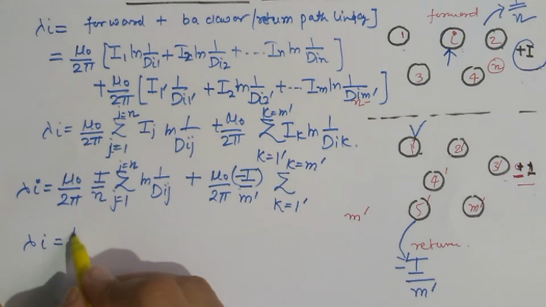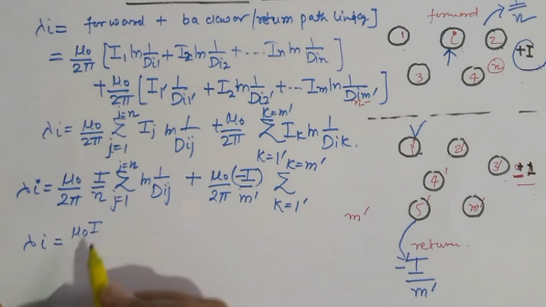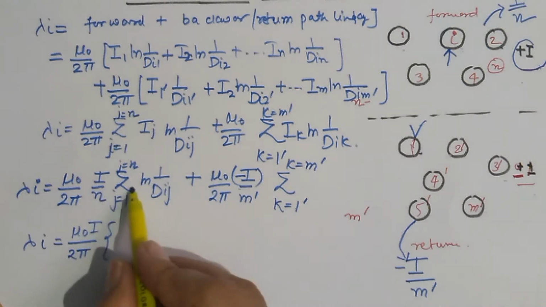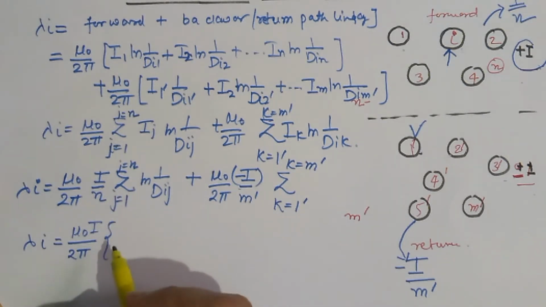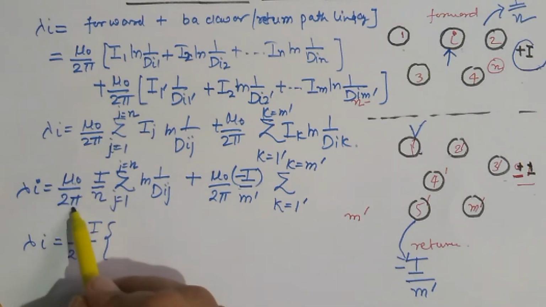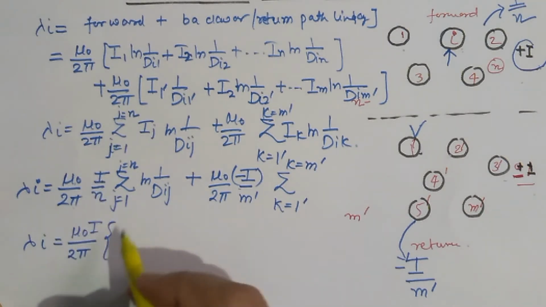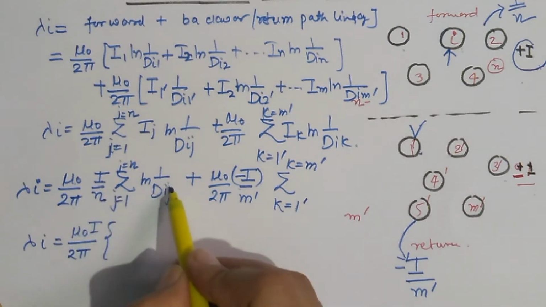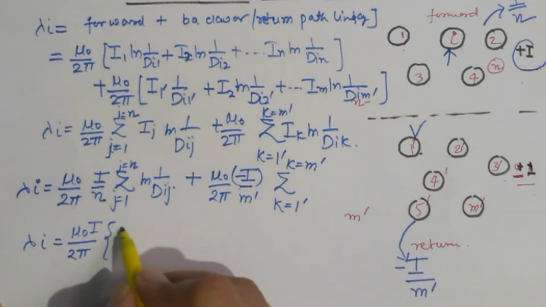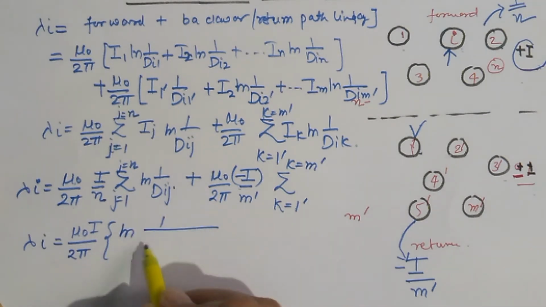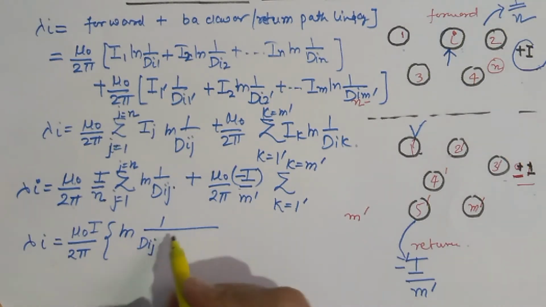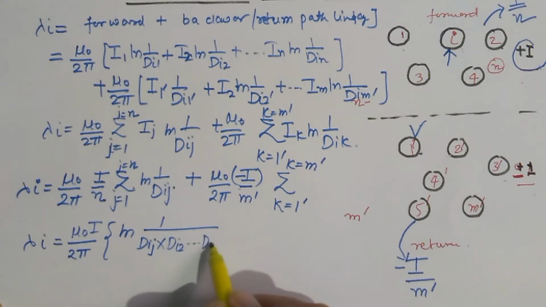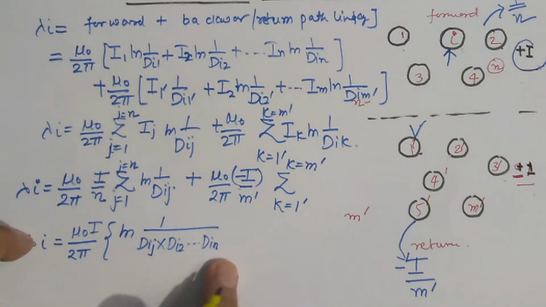On expanding, we get mu naught I upon 2 pi. Expand this, we get mu naught upon pi into I common, and take this n inside the log, so we get log 1 upon di1 into di2 into din. Why are we taking multiplication?